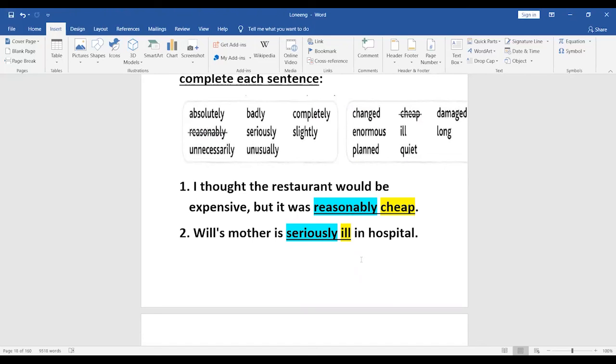So, the first one is: I thought the restaurant would be expensive, but it was reasonably cheap. Very easy to identify. Reasonably is the adverb, and cheap becomes the adjective. Very good, because it adds more meaning to the noun. And expensive is also an adjective. Very good, but because it's not given in the box, I have not highlighted it.